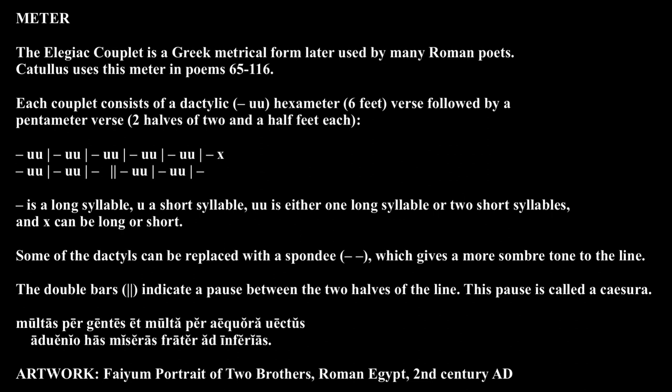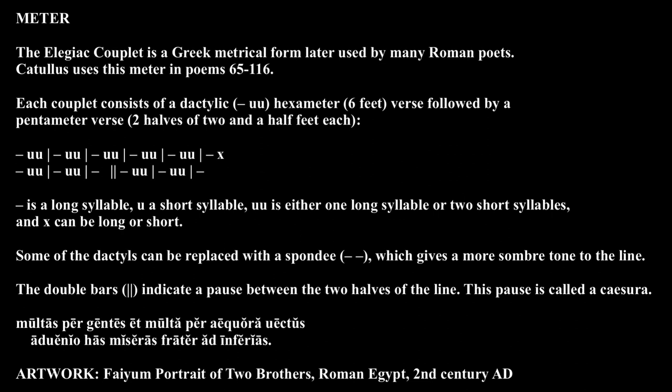And so here's how it looks. It goes like long, short, short, long, short, short, long, short, short, long, short, short, long, short, short, long, and then X means either. So that's the first line. And then long, short, short, long, short, short, long, pause, long, short, short, long, short, short, then long. The dash symbolizes a long syllable, a U short. U with an underline means it can be either, and X can be either long or short.